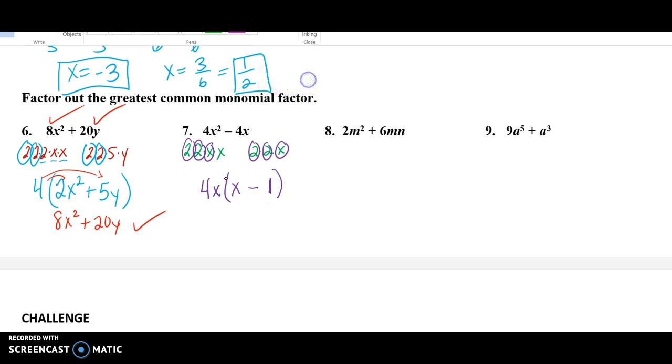If we were to go back and check by distributing, because remember, factoring breaks it apart, distributing will put it back together again. We get 4x times x, which is 4x squared, and 4x times negative 1, which is minus 4x. And that's what we started out with.